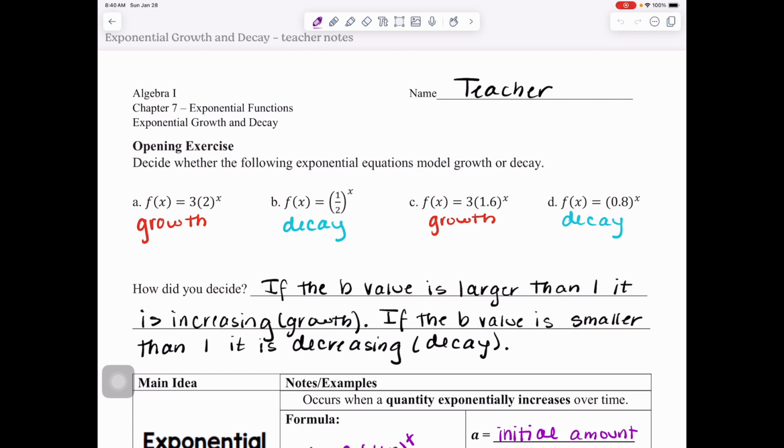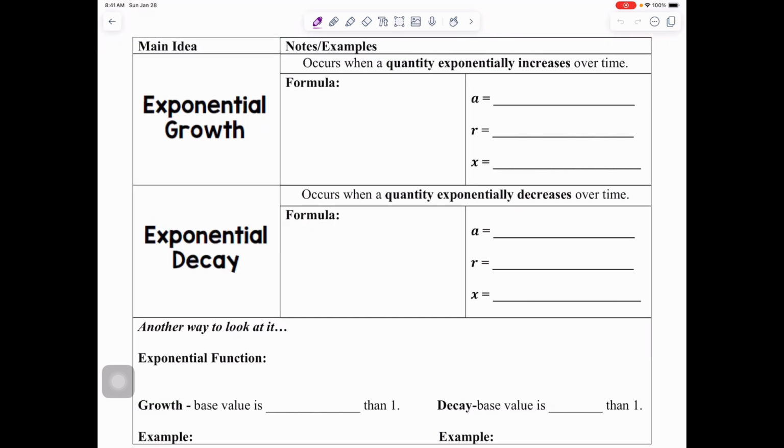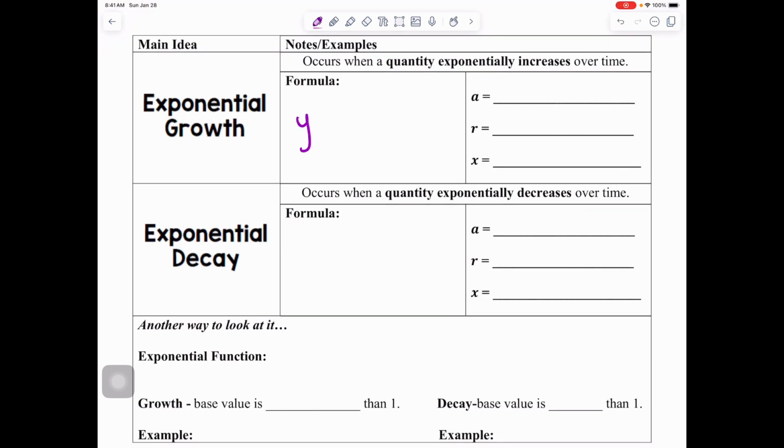And then if the b value is smaller again than 1, it is decreasing and would be decay. So that's what you should have been looking for to decide whether this was growth or decay. Okay, now let's talk about where that came from and use a formula to answer exponential growth and decay problems. The formula for exponential growth is y equals a times 1 plus r to the x.